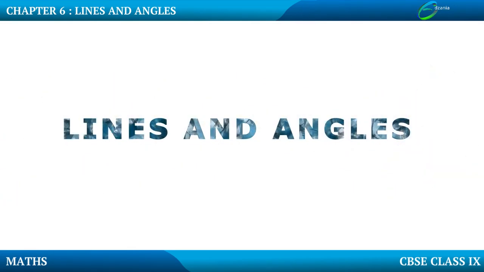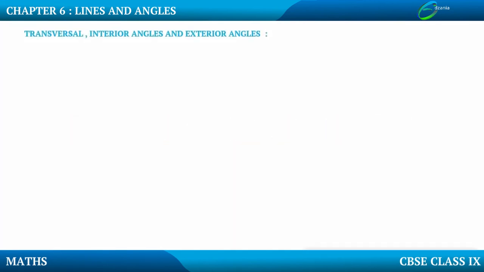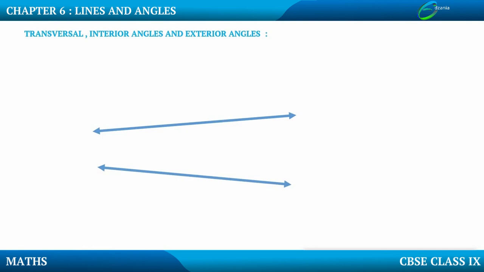Let us begin with the new chapter, Lines and Angles, Transversal, Interior Angles and Exterior Angles. To understand this topic, basically I need three lines. So observe properly how the three lines I am taking. Consider this as the first line. Let this be the second line. Now I am taking one more line, that is the third line, which falls on these two straight lines.